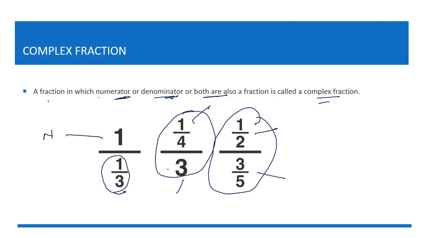Our main concentration here is operating on all these, that is addition, subtraction, multiplication and division. How we are going to do it is a very important part. I will show you all those now.